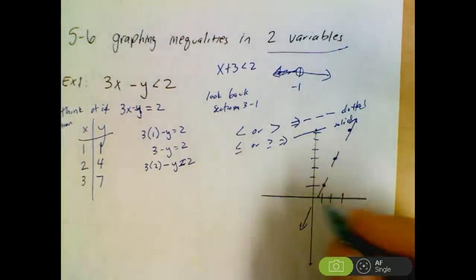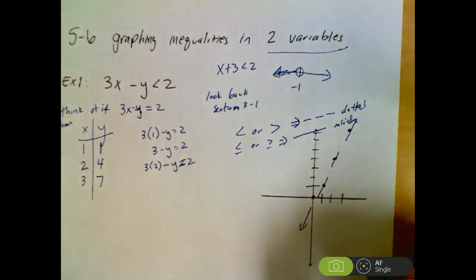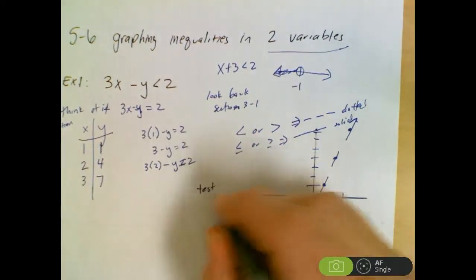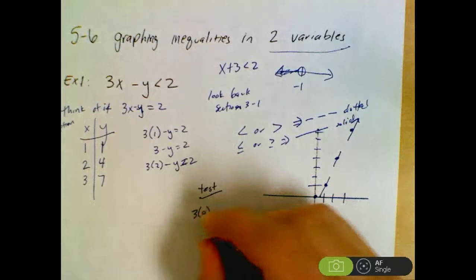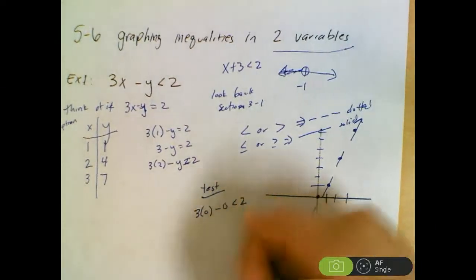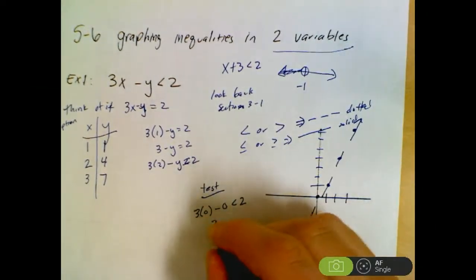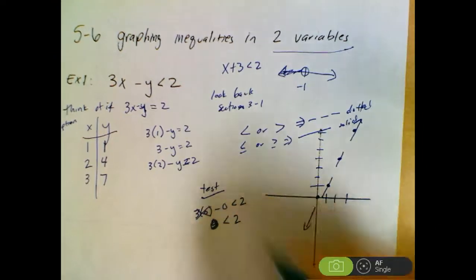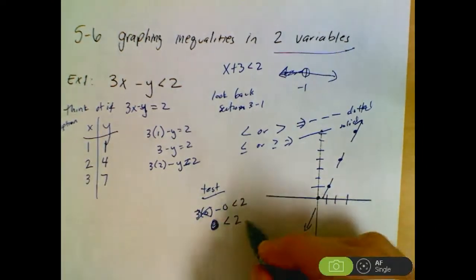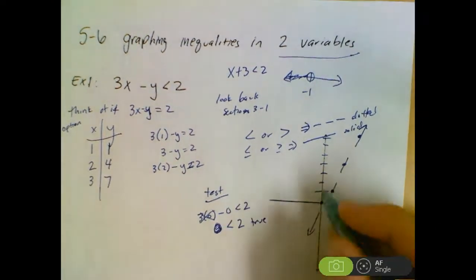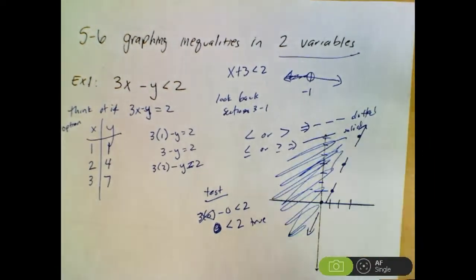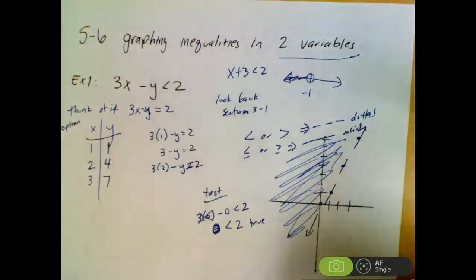So it's easiest to pick 0, 0 and plug it in. 3 times 0 minus 0 is less than 2. 0 minus 0 is 0. Is 0 less than 2? This is true. So we shade where that point is. We're going to shade all of this. So that's one way. Go make a table.